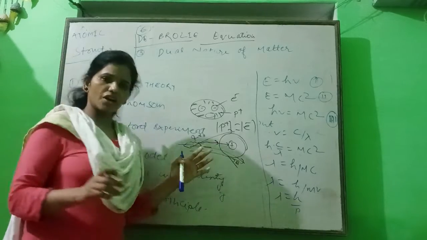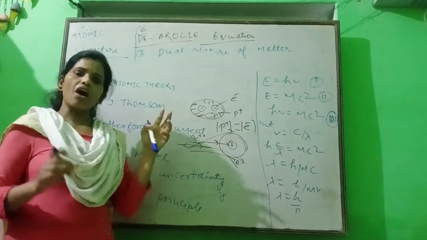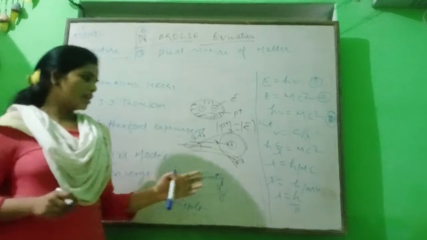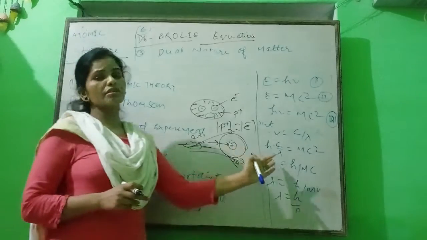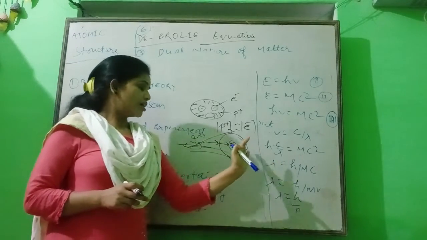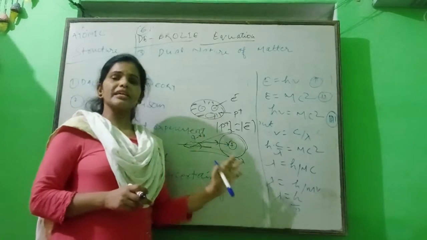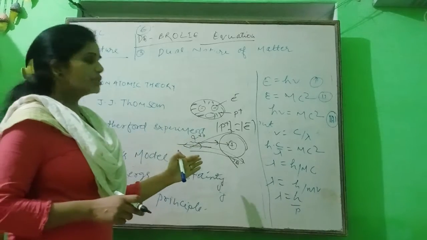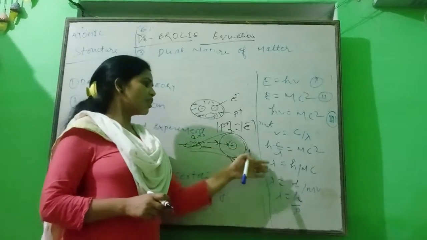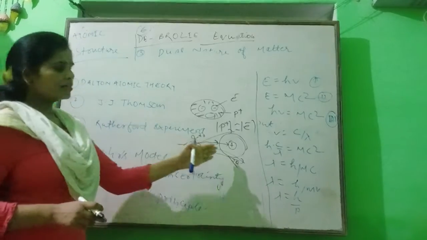It means, according to this experiment, he derived that all atoms have large empty space and all atoms have a center known as the nucleus. The nucleus has a positive charge. The nucleus contains protons and neutrons. Protons have a positive charge, neutrons have zero charge. Electrons are revolving around the nucleus. This is the structure of the atom.